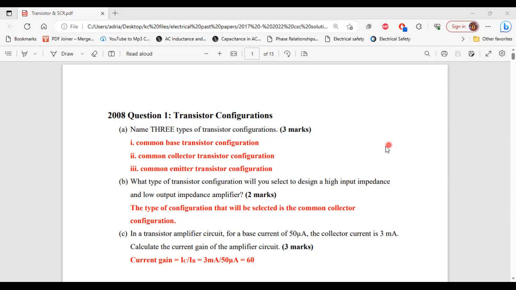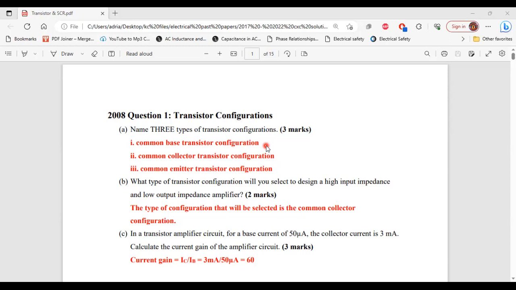So this is question one from the 2008 past paper. Part A says, name three types of transistor configurations. The three types are: one, common base transistor configuration; two, common collector transistor configuration; three, common emitter transistor configuration. All right, so that's it for part A.